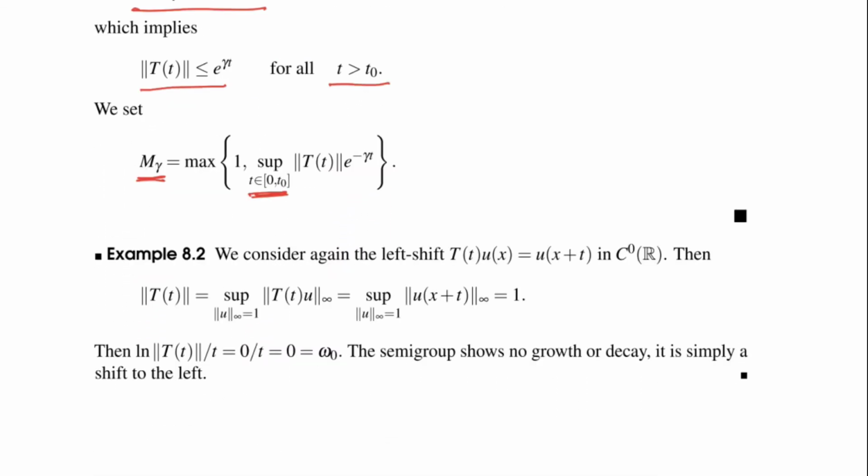This is nice. Let's do that just quickly for the left shift as an example. So T of t applied to u of x is u of x plus t. Then the norm of T of t will be the supremum over all functions with norm 1 of T of t u. And so that's the supremum of all functions which are shifted by t, u of x plus t. But that's the same, so the sup norm is equal to 1. So then the log of the norm of T of t divided by t will be 0. So then the growth bound omega 0 is equal to 0, which means the semigroup shows no growth, no decay, because it's simply a shift to the left.